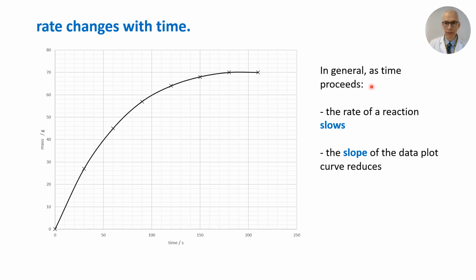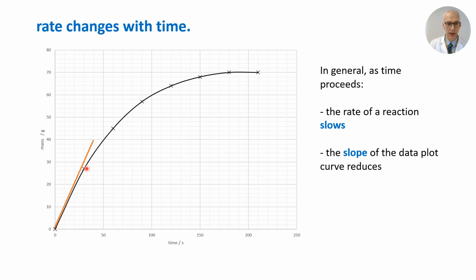In general, as time proceeds, the rate of a reaction slows. The slope of the data plot curve reduces. So here is a plot of data, mass versus time. So we're collecting a product, the mass is increasing with time. I'm going to draw 3 lines. The first one is at close to time 0.